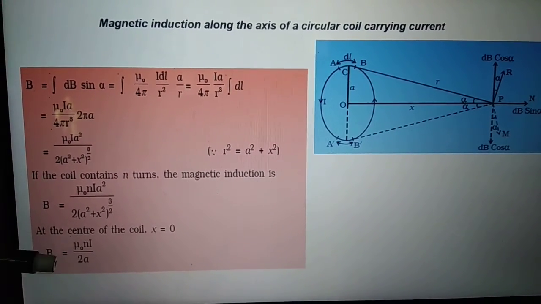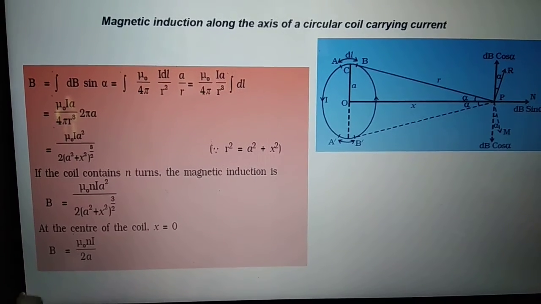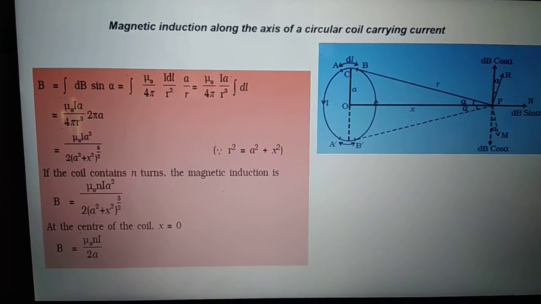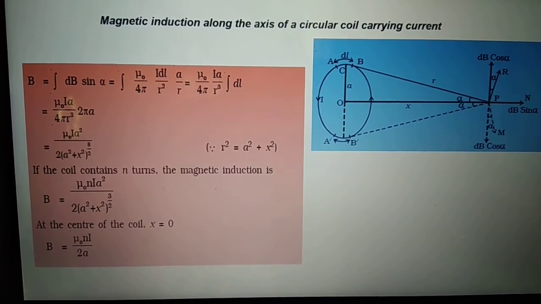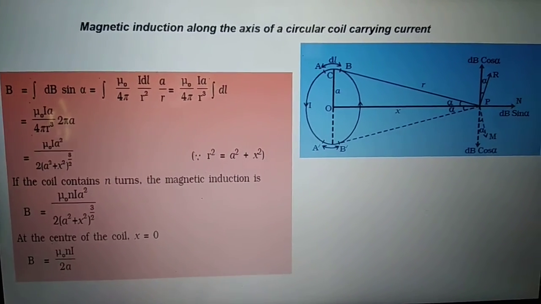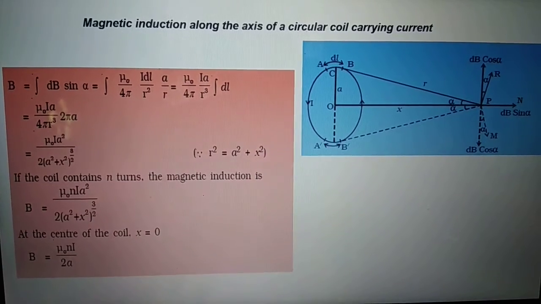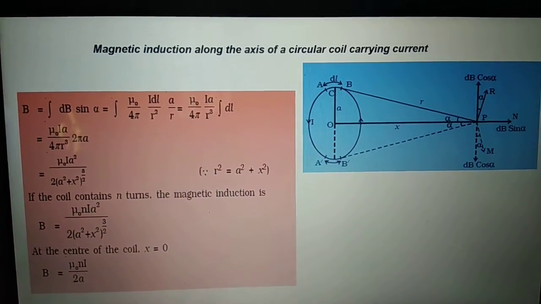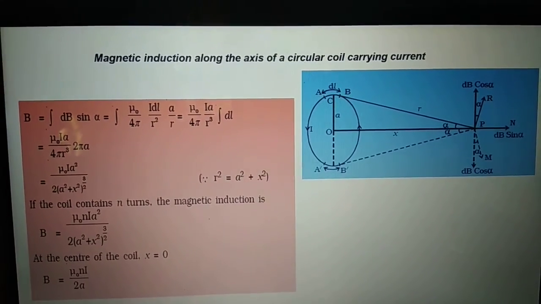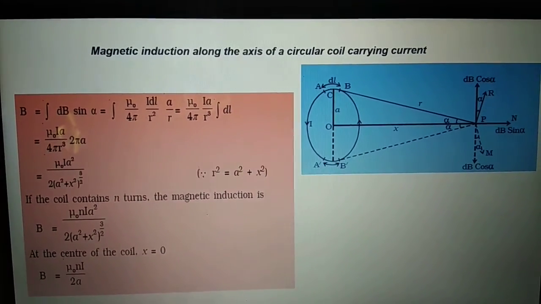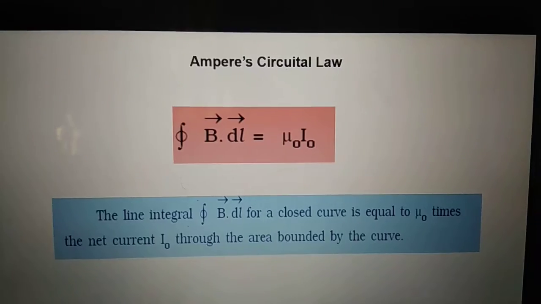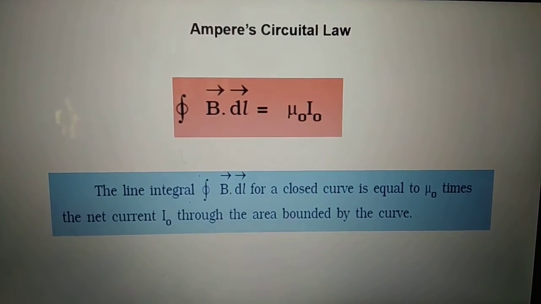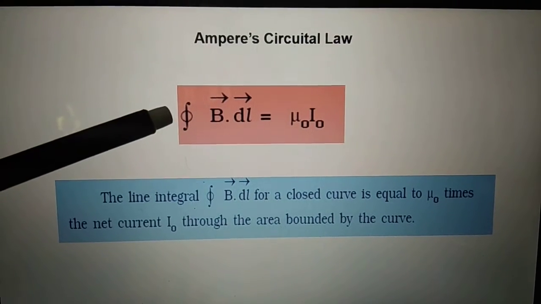After solving this whole thing, I will get the value of the magnetic field as mu naught N I divided by 2a. This is the value of the magnetic field due to a circular current carrying conductor, where N is the number of turns. Because sometimes we don't take only one loop, we take many loops, like in the case of a solenoid. The value of the magnetic field can be easily calculated by Ampere's circuital law.